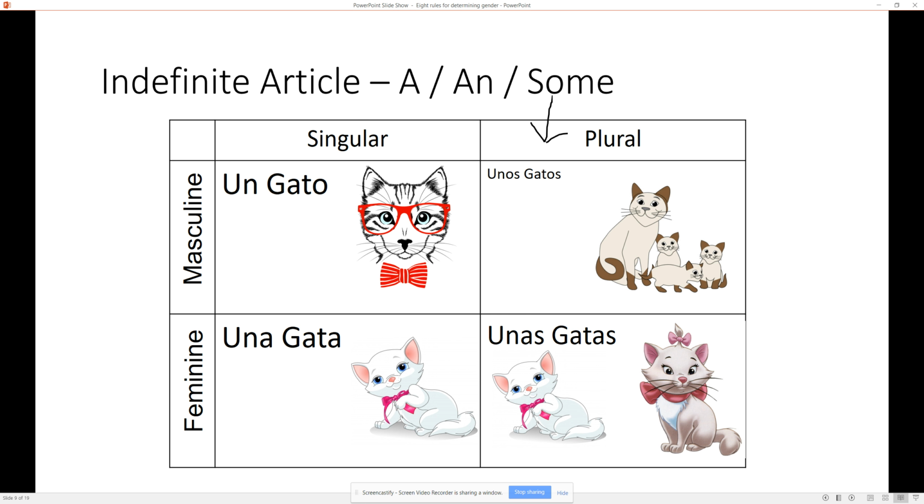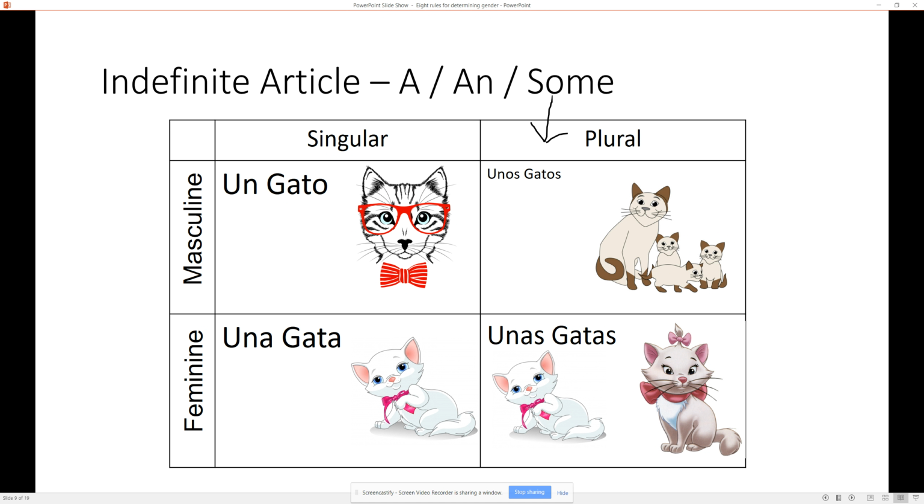Now, an indefinite article is a little bit trickier, but this is usually when we say the, we're pointing to something specific. With a or an, we're going to change it to an when it is a vowel in English. So I have an idea.